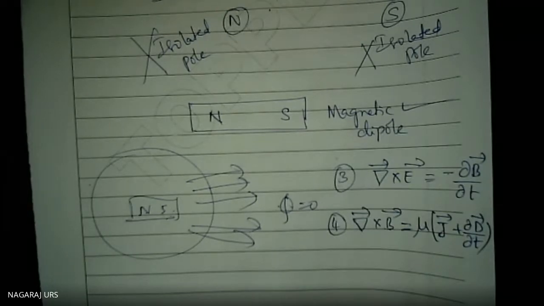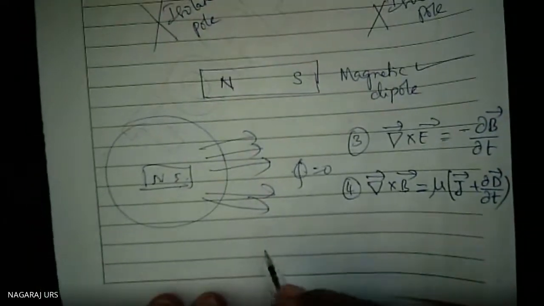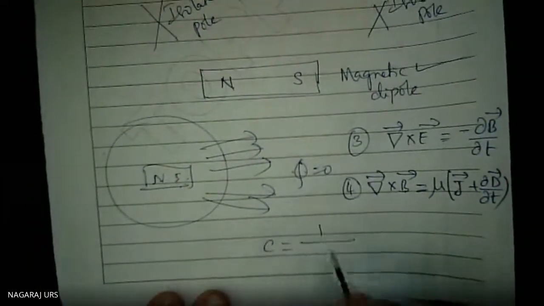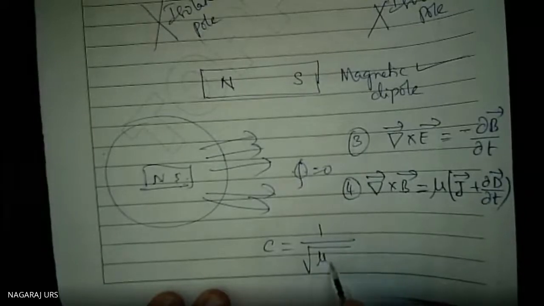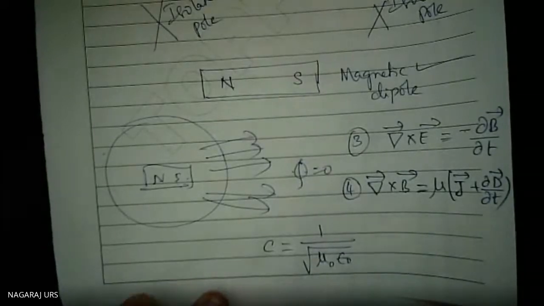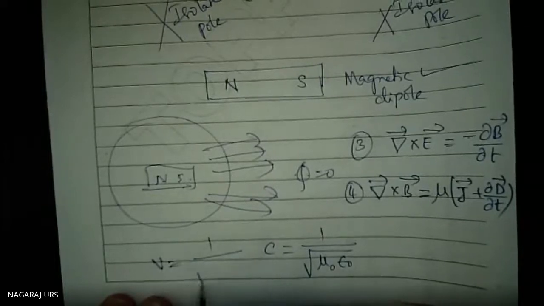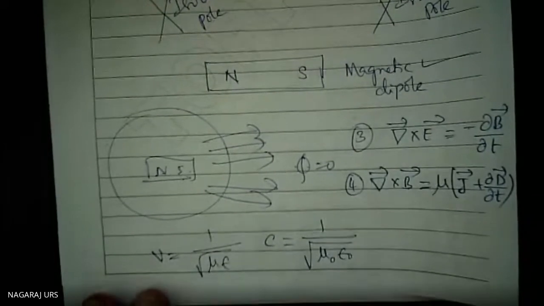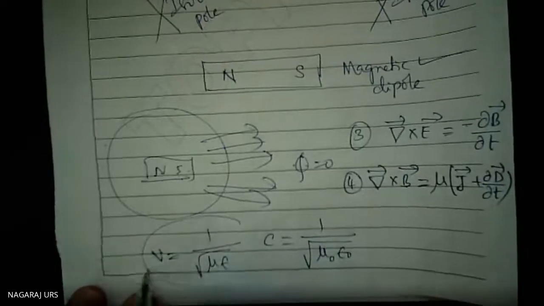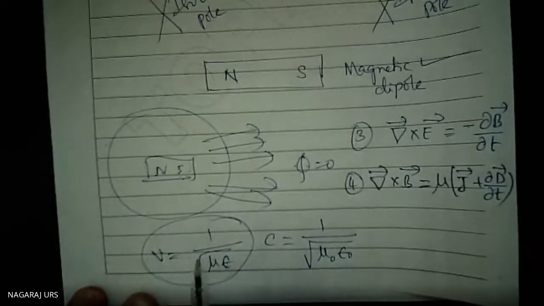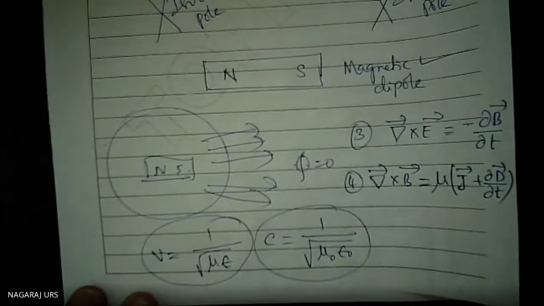We have to prove that c is equal to 1 divided by the square root of mu naught into epsilon naught, and v is equal to the square root of 1 divided by mu into epsilon. This is for the velocity of light in any medium, and this is the velocity of light in air or vacuum.